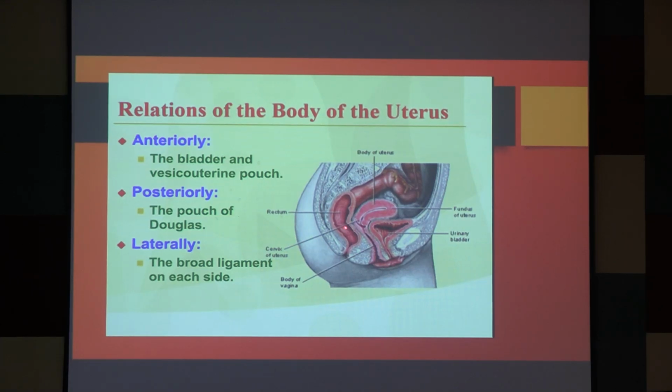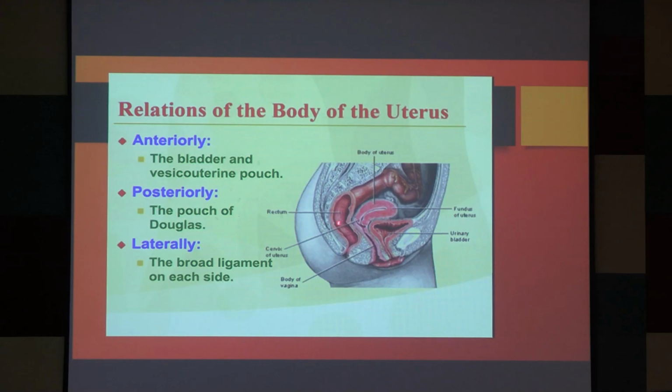Pouch of Douglas. The upper quarter of the vagina is bare and is covered by the recto-uterine pouch. That is called the pouch of Douglas. Here, the important thing is what is posteriorly related. Behind the pouch of Douglas is the rectum. So, if you cannot identify the pouch, you can injure the rectum.